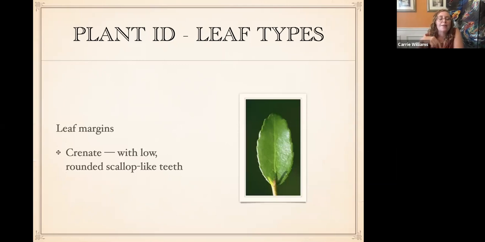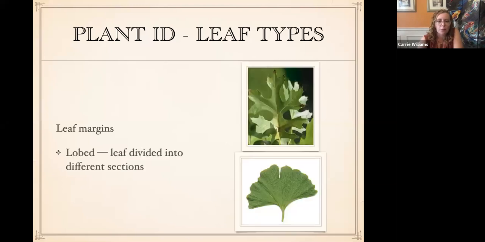We might also say that the margin is crenate, or crenellated, and that is little rounded teeth. So it's not sharp. It's like the way you draw a cloud. Some hollies are like that, and that's what that picture is right there. That is probably a Japanese holly that has crenate margins. Also, Indian hawthorn has a crenated margin. It's a fun one to look for.